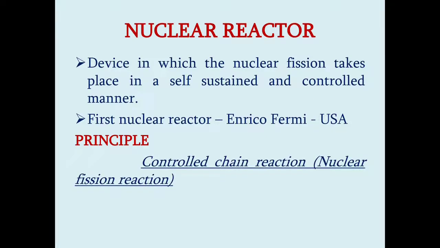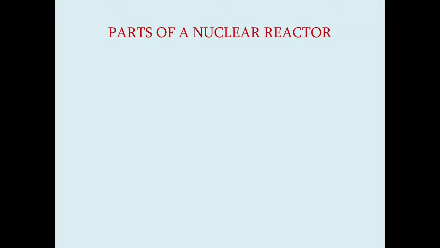The principle on which the nuclear reactor works is the controlled chain reaction. We know the nuclear fission chain reaction takes place in two ways: one is a controlled chain reaction, the other is an uncontrolled chain reaction. In a controlled chain reaction, the number of neutrons entering the next nuclear reactions is kept the same. So, to keep an eye on the nuclear reactor, we make use of the controlled chain reaction as the principle of the nuclear reactor.